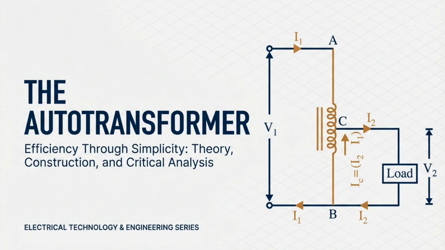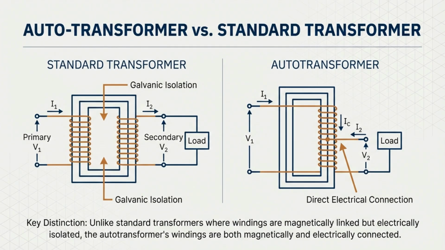Welcome to this video on the autotransformer, exploring its efficiency through simplicity, theory, construction, and critical analysis. The key distinction between an autotransformer and a standard transformer is that the autotransformer's windings are both magnetically and electrically connected, unlike the standard transformer's galvanic isolation.